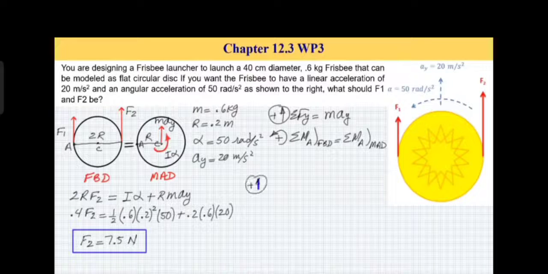For force 1, we will use this equation, which gives us force 1 plus force 2, which is 7.5 newtons, equals 0.6 times 20. So this gives us a value of 4.5 newtons.